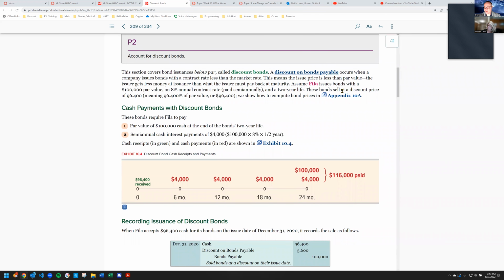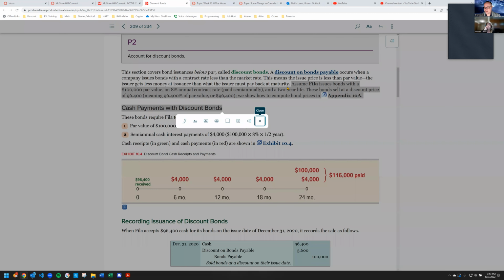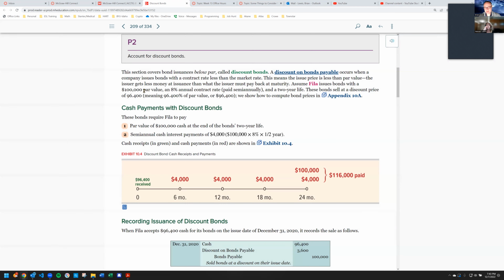Where did they say this? Right here. So they'll give you an example very similar to this, right? So FILA issues a bond at 100,000 par value. This will be the trick. They'll say par value, which really means contract value, at 8% rate, right? Paid semi-annually. This is the easy part.